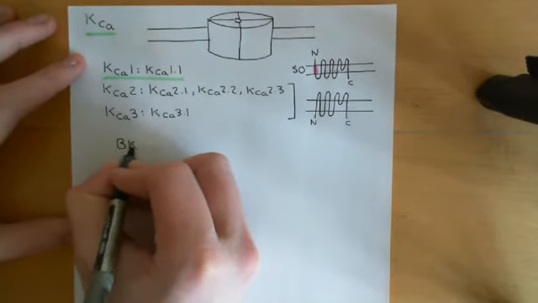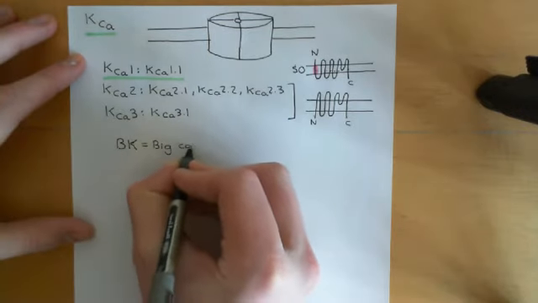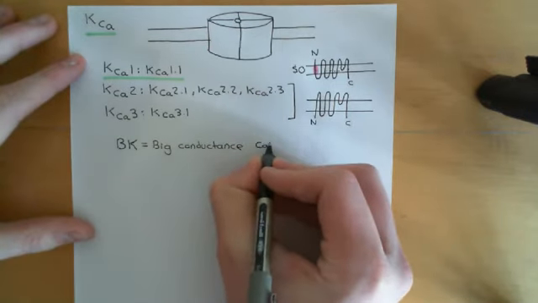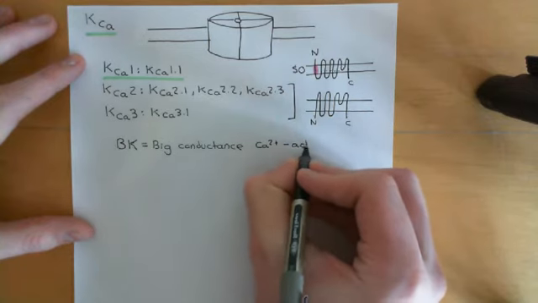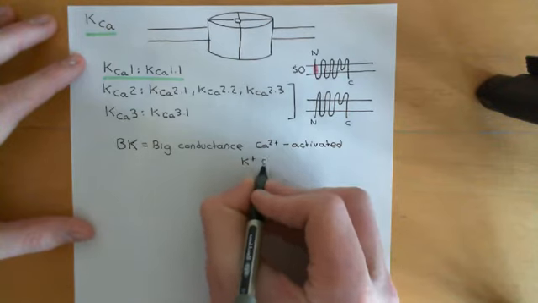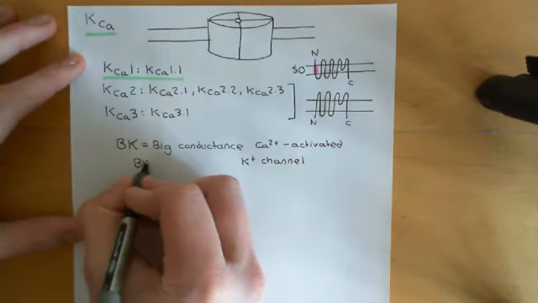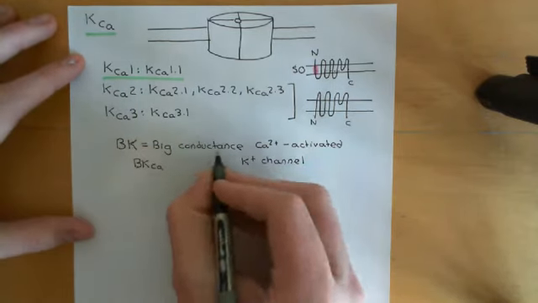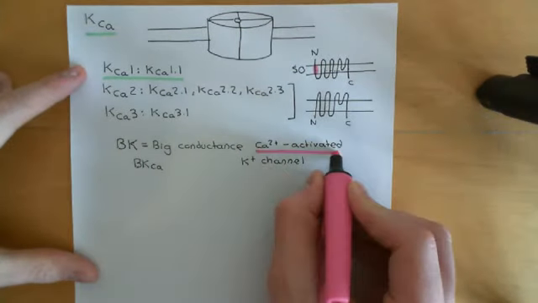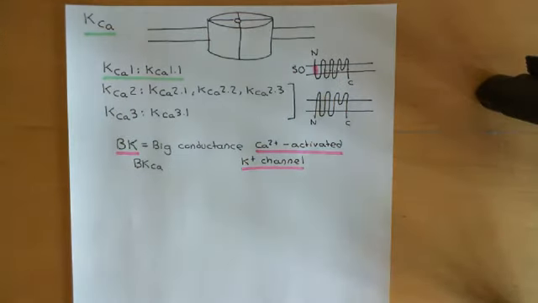Now what does this stand for? This stands for big conductance calcium-activated potassium channel. Now, to emphasize the fact that it is a calcium-activated potassium channel, some people will put a subscript Ca after the K. So some people will denote this BKCa. That's the same thing. That's just to emphasize the fact that it is a calcium-activated potassium channel. But if you just see BK, that means the big conductance calcium-activated potassium channel.